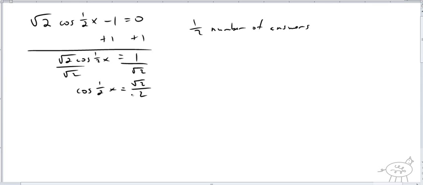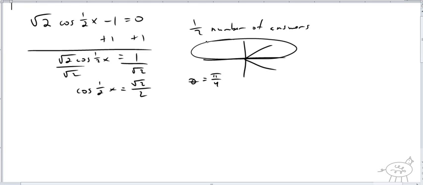Okay, well, it's cosine of x equals square root of 2 over 2. Where is it? Well, first of all, what's my reference angle? Do you guys agree my reference angle is pi over 4? And do you guys agree that cosine is positive here and here? So if I'm cutting it in half, I'm going to get these answers here.